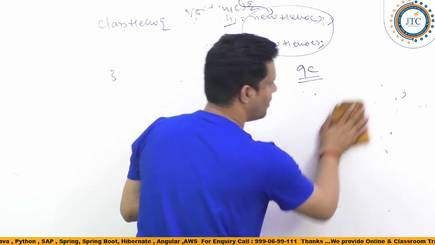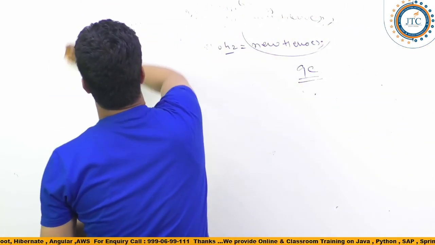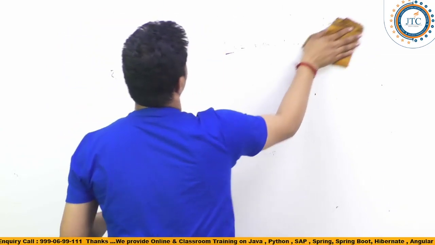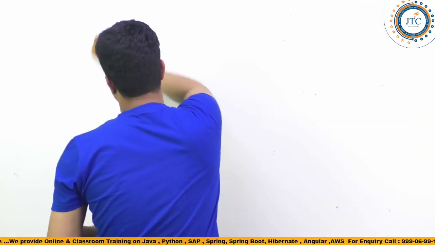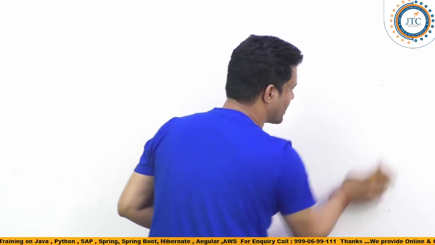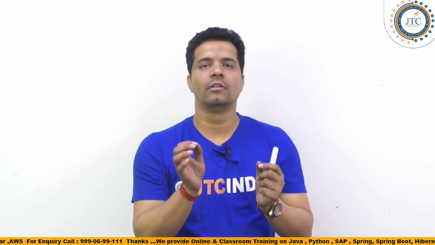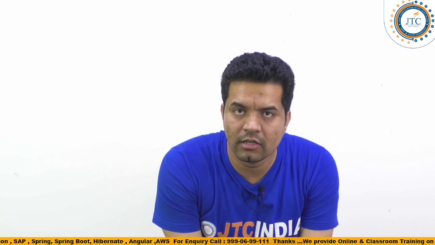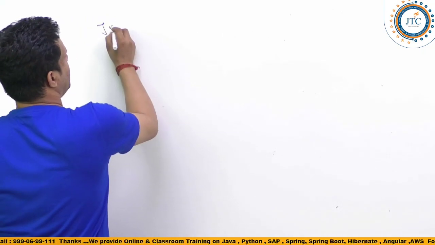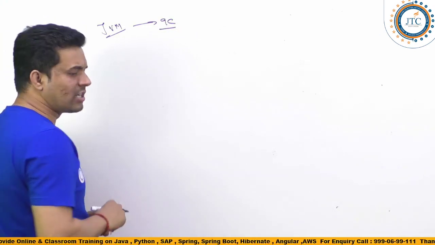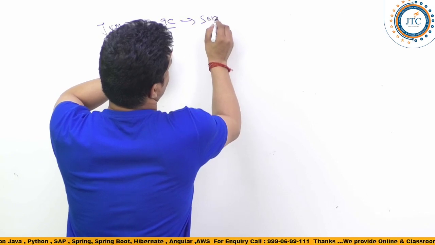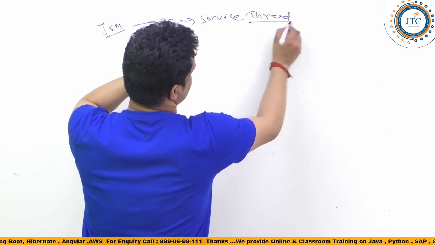Next, associated with this, I'll explain a few more things. Now I'll explain the core concept of GC. What exactly is GC going to do? Whenever any heap memory related problem is identified, immediately JVM will call the GC. What is GC? It's a service thread.